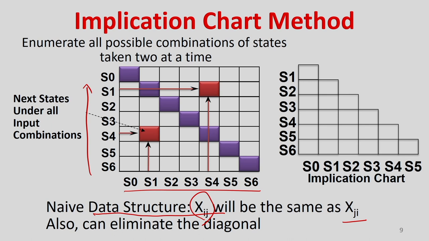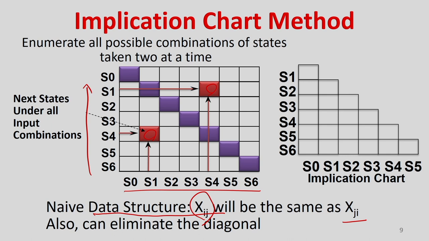Here S14 is the same as S41 in this case, because we are using a cross table. What we are checking is whether the states are compatible or not, whether they can be combined or not, whether they are equivalent or not, and for that we are using a two dimensional array xij.